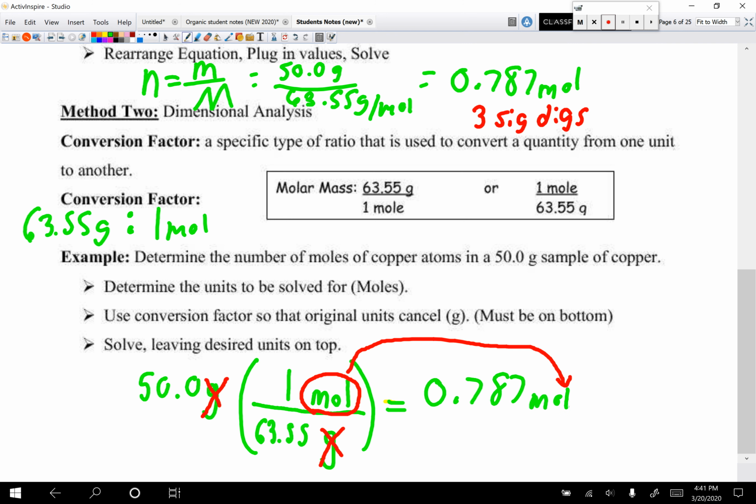And the grams cancel out. So that is how we set up a conversion factor, where the units we want to cancel go on the bottom, and the units that we want show up on top.